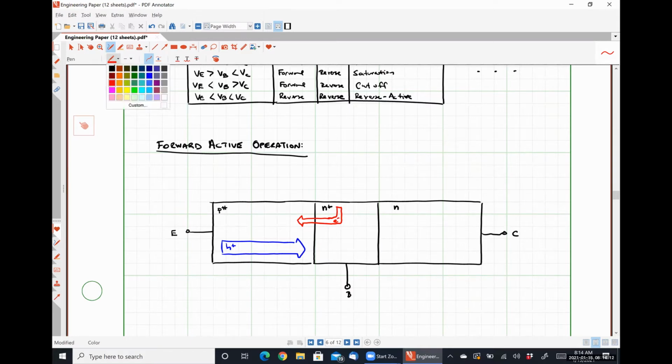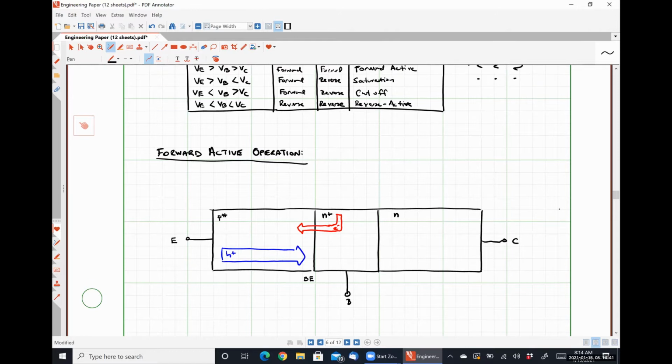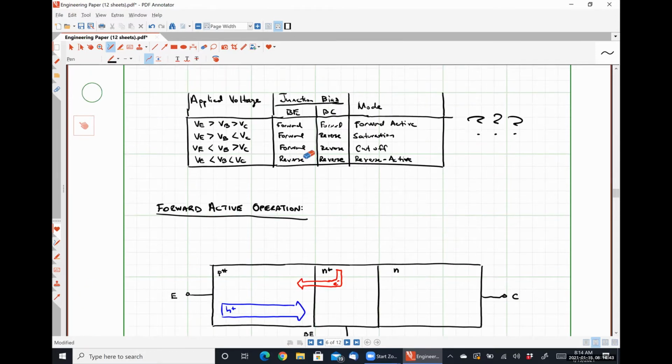This junction, so this is our base emitter junction, needs to be forward biased. So we want the large concentration of holes to be able to diffuse across that junction very easily and get into the base region. So if the base emitter junction is forward biased, so let's change this guy. And then this guy is reverse.